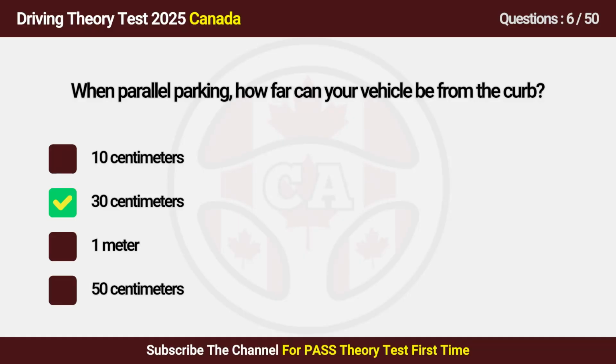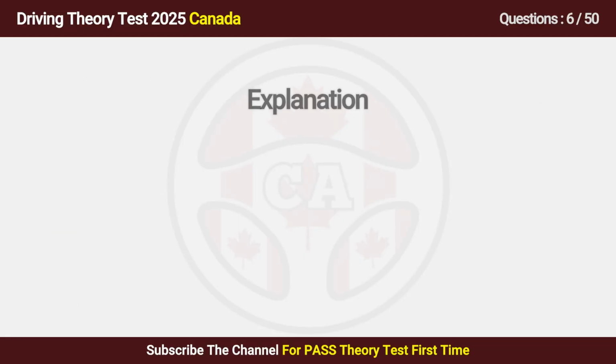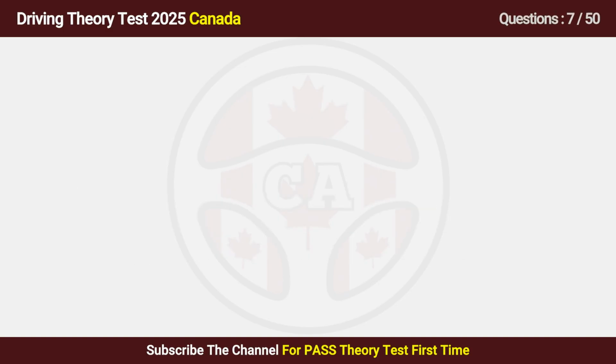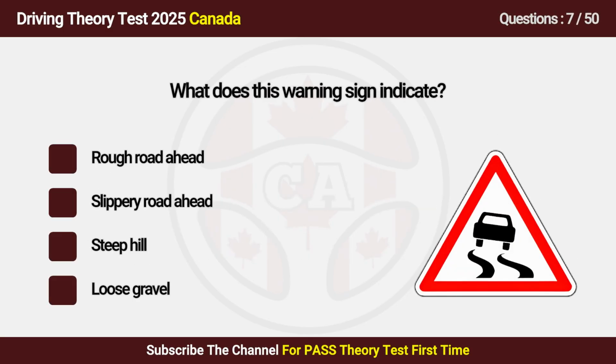Answer is B. 30 centimeters. When parallel parking in most Canadian jurisdictions, your vehicle's wheels must be no more than 30 centimeters, approximately 12 inches, from the curb. Question 7. What does this warning sign indicate?